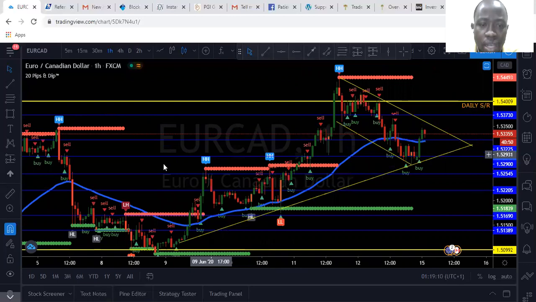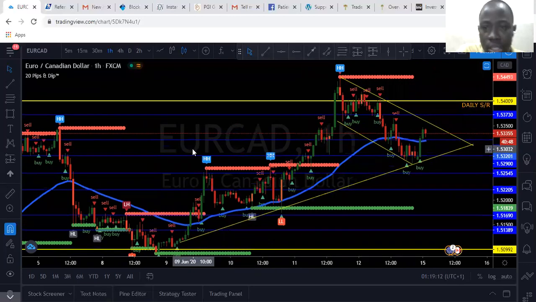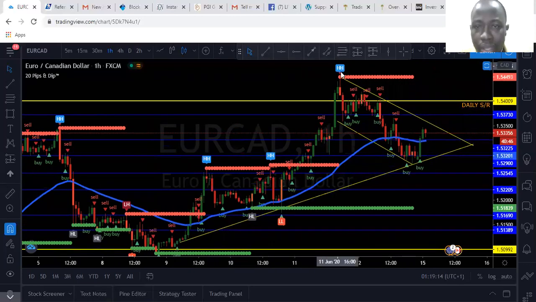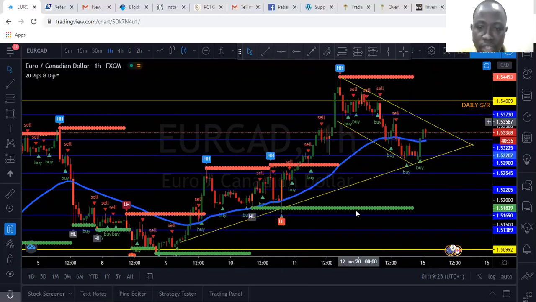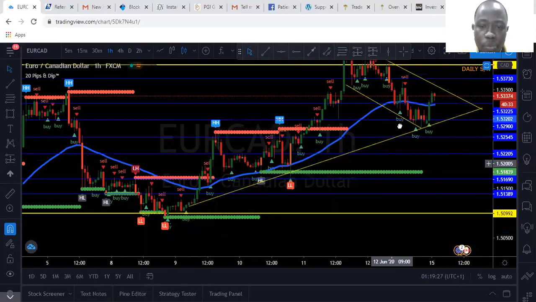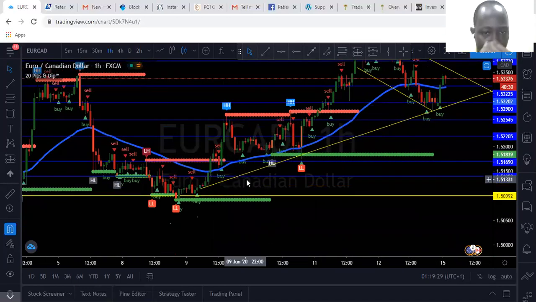It also has market structure. What is market structure? It is our most recent highs. It tells you the most recent highs, which is a higher high, and it also tells you the lower lows, because this is an uptrending market. So it literally prints out everything.